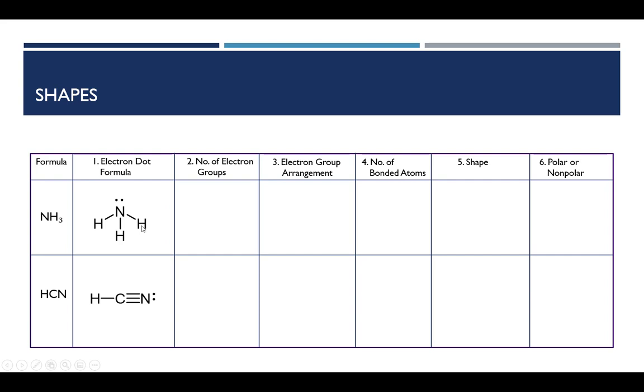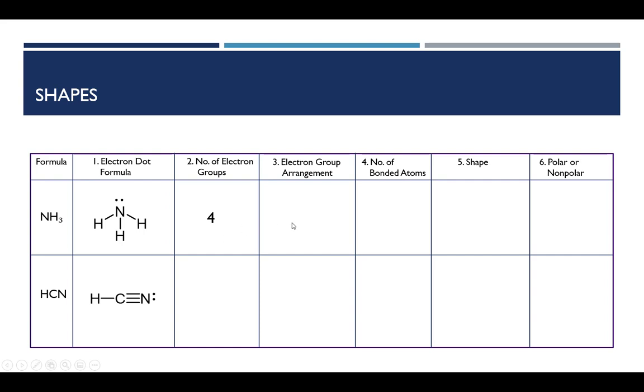So the first thing that you're going to be asked is the number of electron groups. Remember, that is the number of atoms bonded to the central atom, which is nitrogen here, plus the number of lone pairs. So nitrogen has 1, 2, 3 atoms plus 1 lone pair. So a total of 4 electron groups.